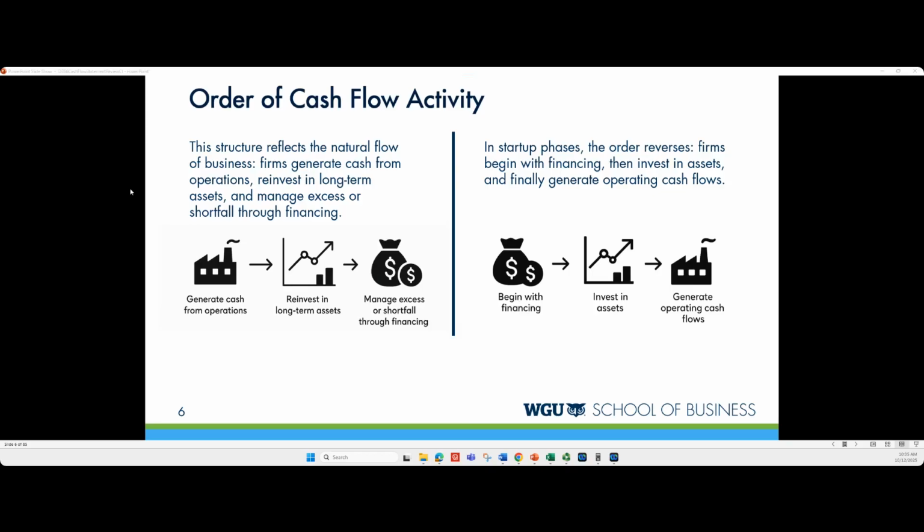Now, the other thing to keep in mind is that when firms are in startup, they're typically not generating a great deal of revenue from operations. So the order in which cash flow occurs is going to reverse. They're going to begin with financing, either from getting loans or from equity financing. Then they'll invest in the assets that they will use to generate operating cash flows.